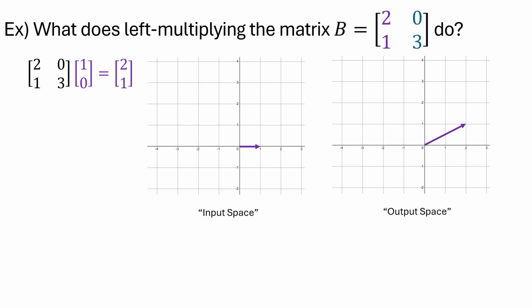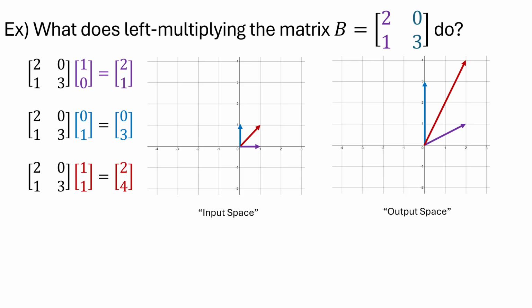We're taking 1 of the first column plus 0 of the second column to get 2, 1, which is, again, the first column. Similarly, if we look at the other basis vector, 0, 1, shown here in blue, it gets stretched upwards to 0, 3. Once again, notice that this result matches the second column of the matrix perfectly. The columns of a matrix tell you exactly where the basis vectors land.